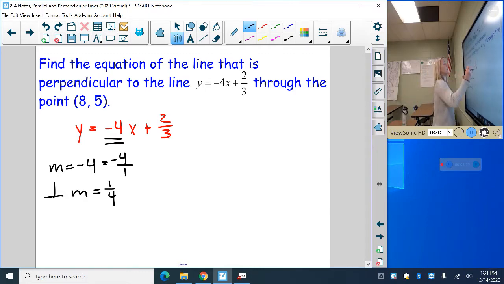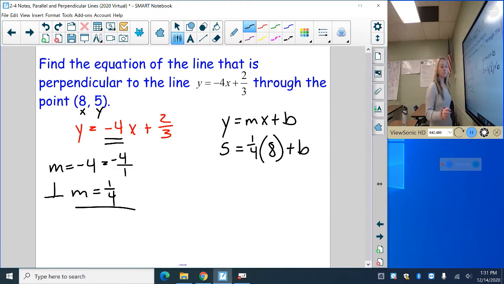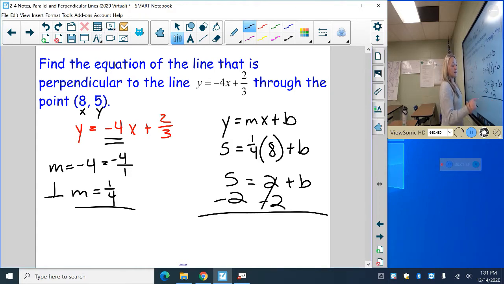So now to find the equation of the line that goes through the point 8, 5 that is perpendicular, I have my y equals mx plus b, and I'm going to plug in my x, my y, and my perpendicular slope. So I have 5 equals 1/4 times 8 plus b. Now I have to simplify, and if you're not sure how to multiply or divide fractions, or add and subtract, use a calculator. But this one's easy, because 1/4 times 8 is the same thing as 8 divided by 4. So I have 5 equals 2 plus b. I'm going to subtract 2 from both sides. 5 minus 2 is 3, so b equals 3.